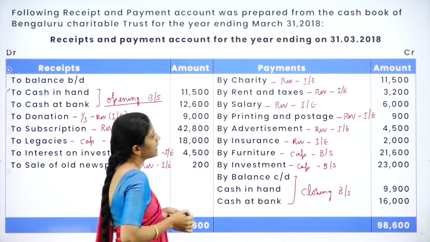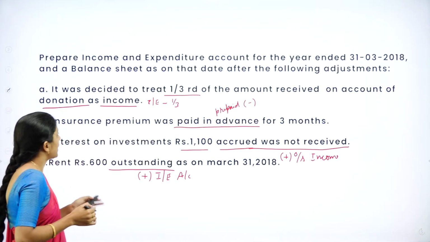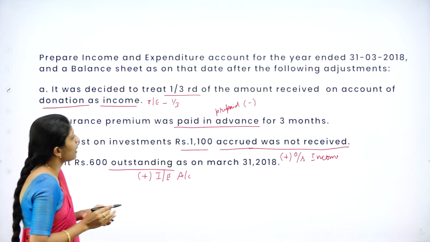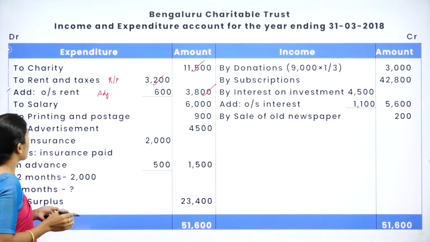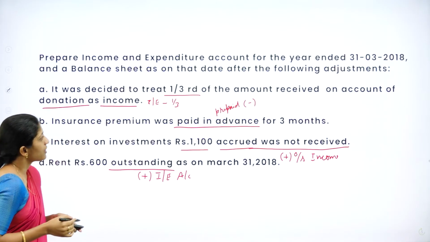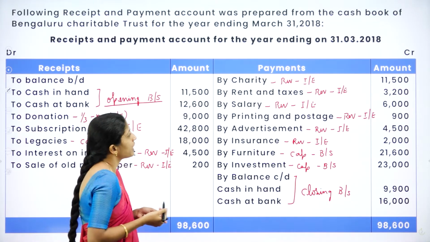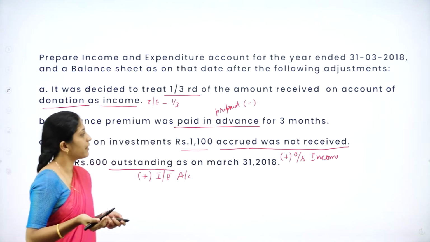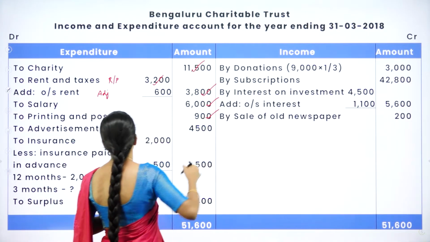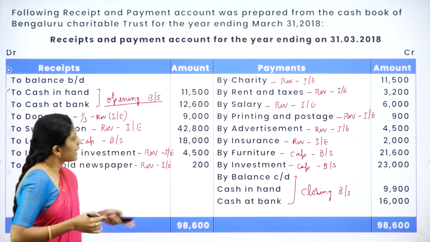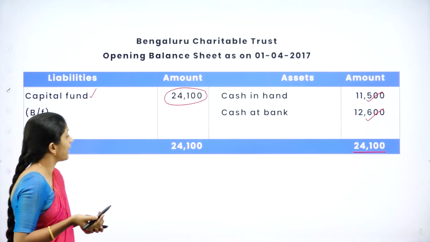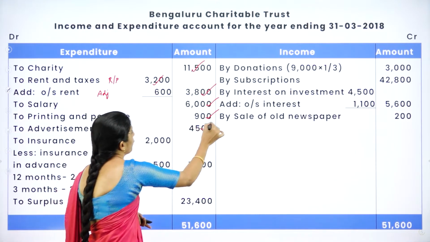Next item is salary, that is rupees 6000. Let us see whether there is any adjustment relating to salary. So there is no adjustment relating to salary. So we are going to record it directly, that is to salary 6000. Next is printing and postage. It is also a revenue item, that is 900. No more adjustment relating to postage, so we are going to record the same, that is 900. Next item is advertisement. It is also a revenue item 4500. No more adjustment relating to advertisement. So we are going to record the same 4500.